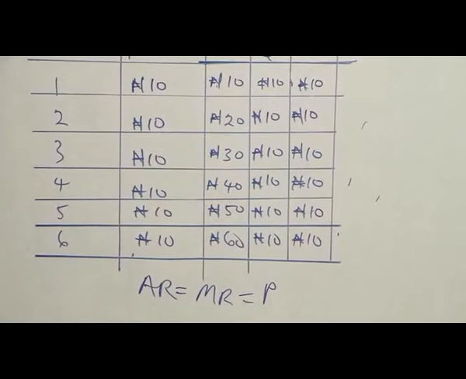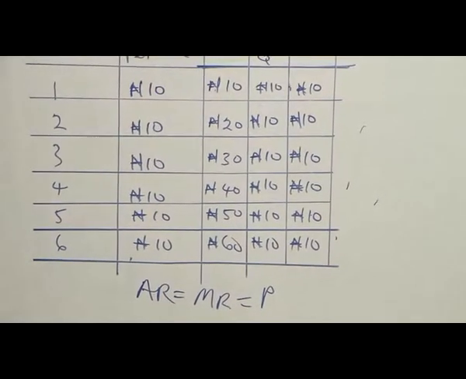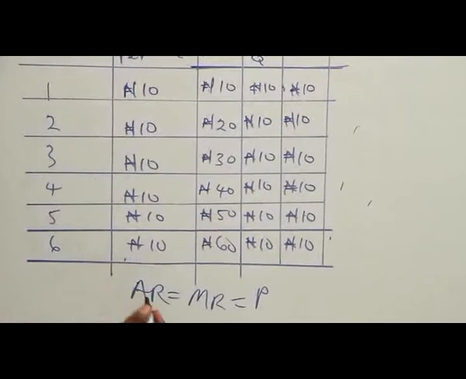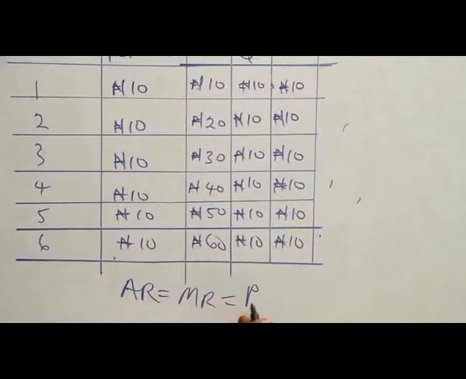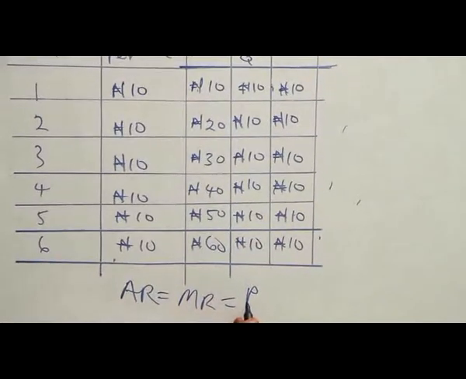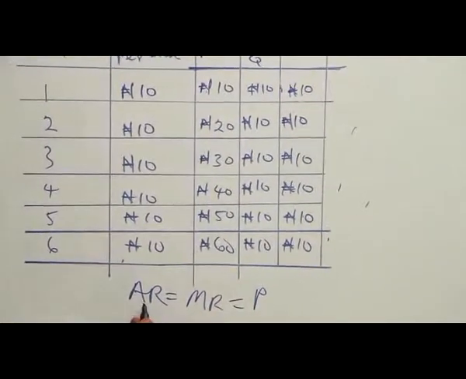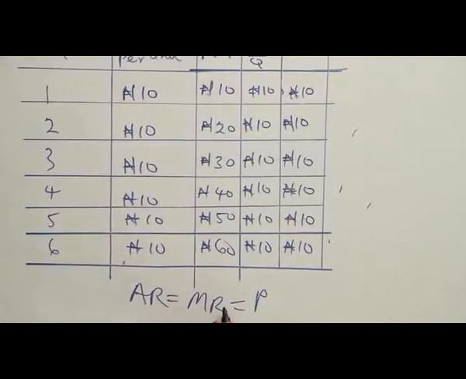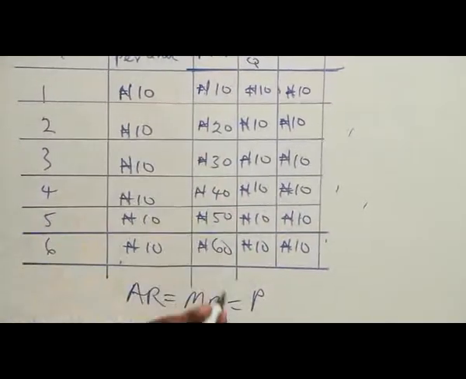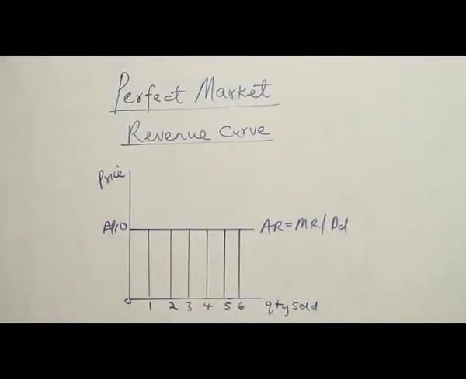Let me re-explain that under perfect market, we always have the average revenue equal to marginal revenue equal to price. We have already said that under perfect market, the price is always equal to average revenue. And why do we have average revenue equal to marginal revenue? Because the price is fixed, the price is constant in these markets.